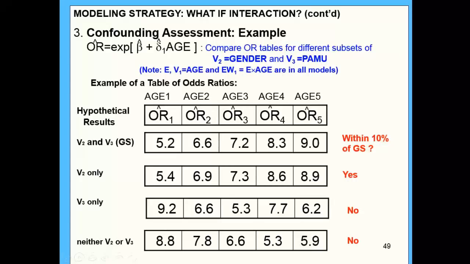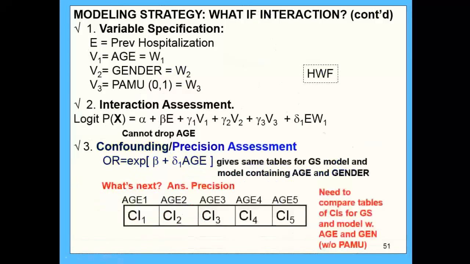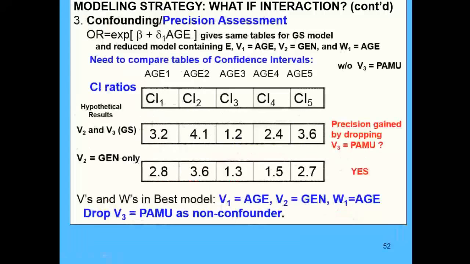Well, again, I've dealt with confounding. The next thing I do is precision. And so what do we do next? We deal with precision. Now we're dealing with precision, we're talking about a table of confidence intervals, not a table of odds ratios. If we decided age is going to be split up into 5 age categories, we're going to talk about 5 confidence intervals that we're going to compare. Now we've got to narrow it down to 2 models. What we do is we look at the confidence interval for the gold standard model, the set of confidence intervals.